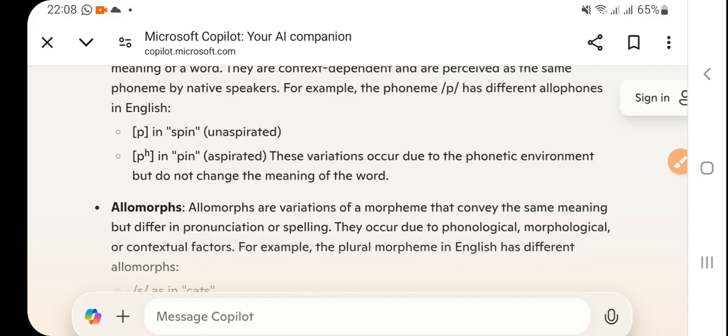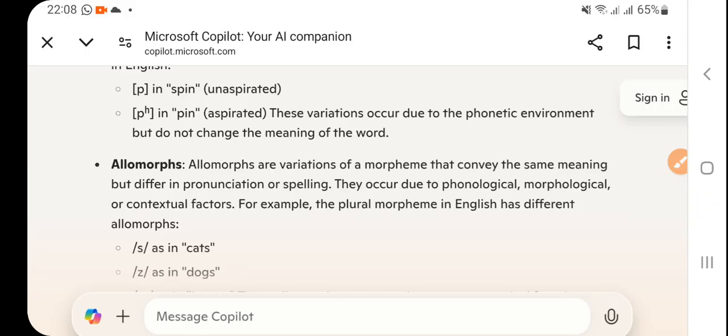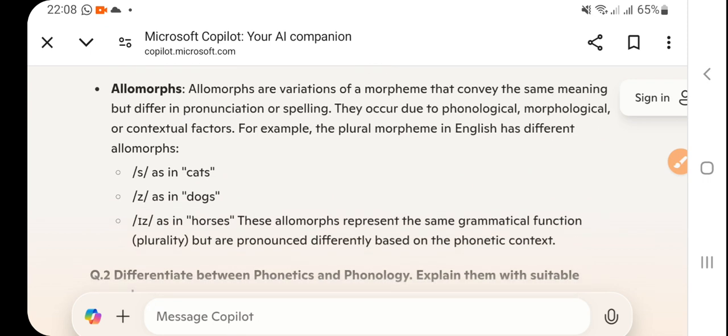Another example I gave you, sounds like P and P. Sometimes P is pronounced as simple P, and sometimes P is pronounced as aspirated P. So that's the change. Then allomorphs.